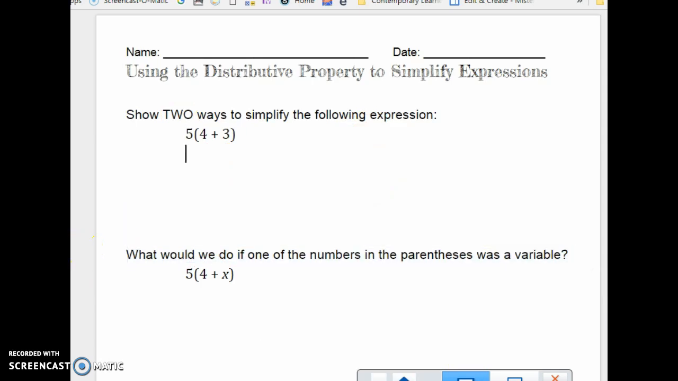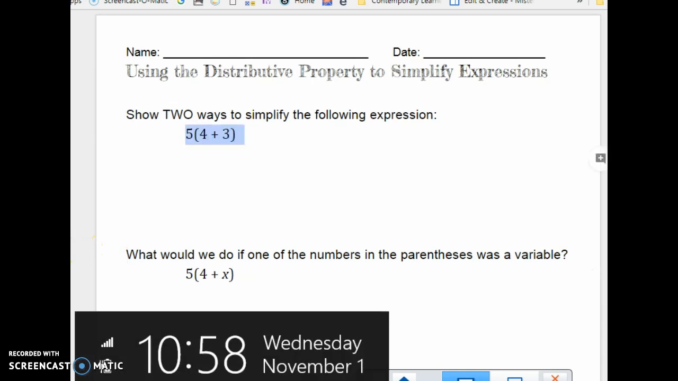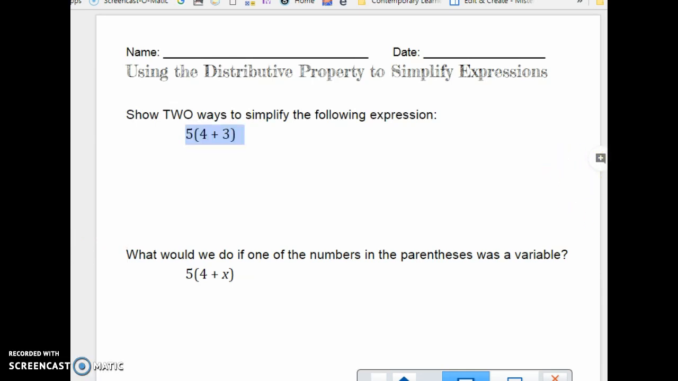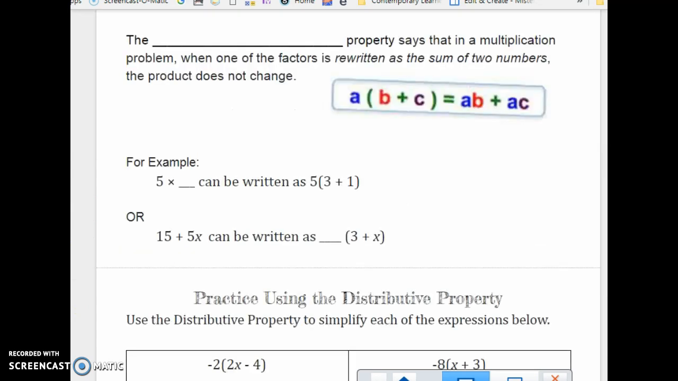Okay, hoping I can switch to the next screen. Why can't I go to the next? Okay, I finally figured out how to go to the next screen.